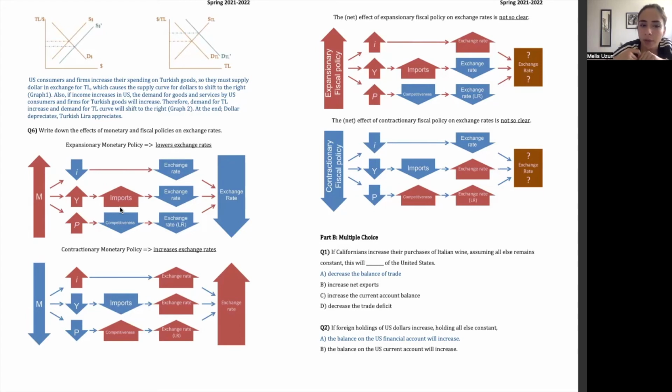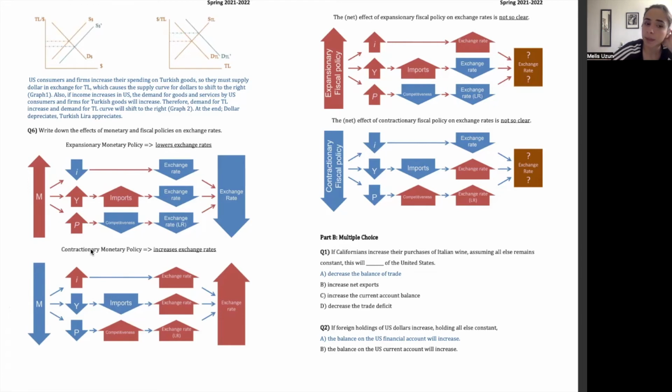For contractionary monetary policy, it is the opposite. When a central bank implements a contractionary monetary policy, it will decrease the money supply, and that's why the interest rate will increase. So investing in Turkey will be more attractive. So demand for domestic assets will increase, and it will result in an appreciation of the domestic currency. So in the end it will be an increase in the price of domestic currency in terms of foreign currency. So the exchange rate will increase.